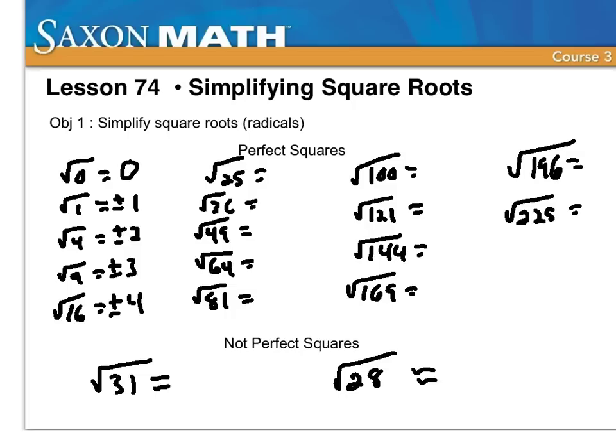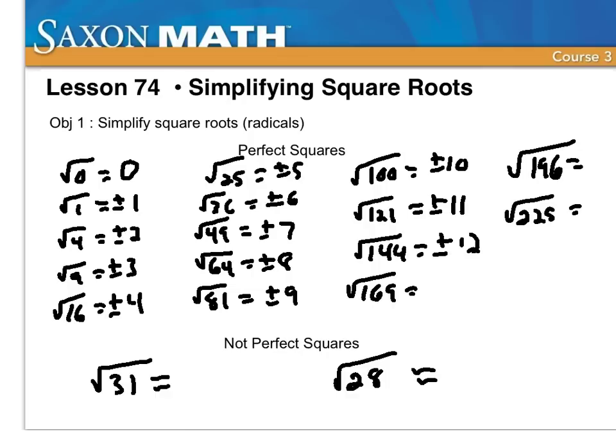Okay, and we can keep going with this. I'm going to give you a bunch of these perfect squares, and a bunch of them we should know already. Square root of 25 is plus and minus 5. Square root of 36, plus and minus 6. And we can see the pattern here. Square root of 49, plus and minus 7. Square root of 64 is positive and negative 8. Square root of 81 is positive and negative 9. Square root of 100, positive and negative 10. Square root of 121 is positive and negative 11, because 11 times 11 gives me 121, and negative 11 times negative 11 gives me 121. Square root of 144, positive and negative 12, and positive and negative 13 for 169.